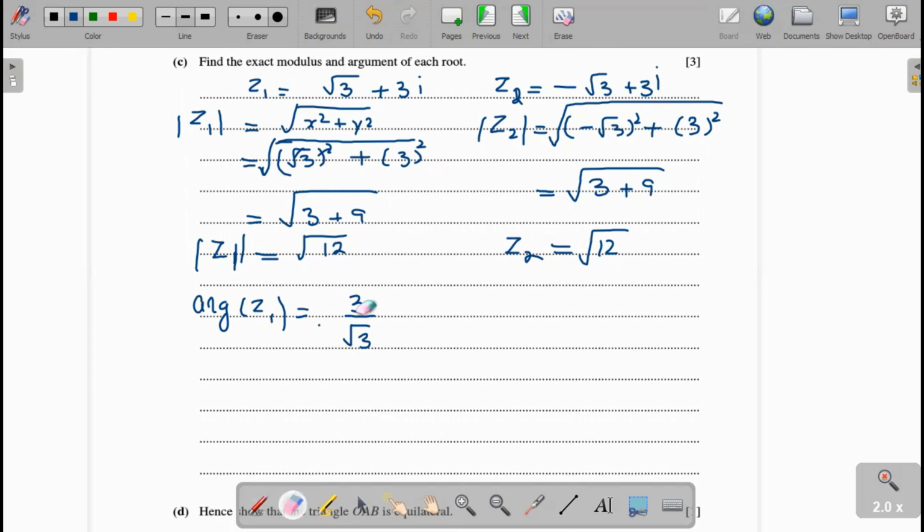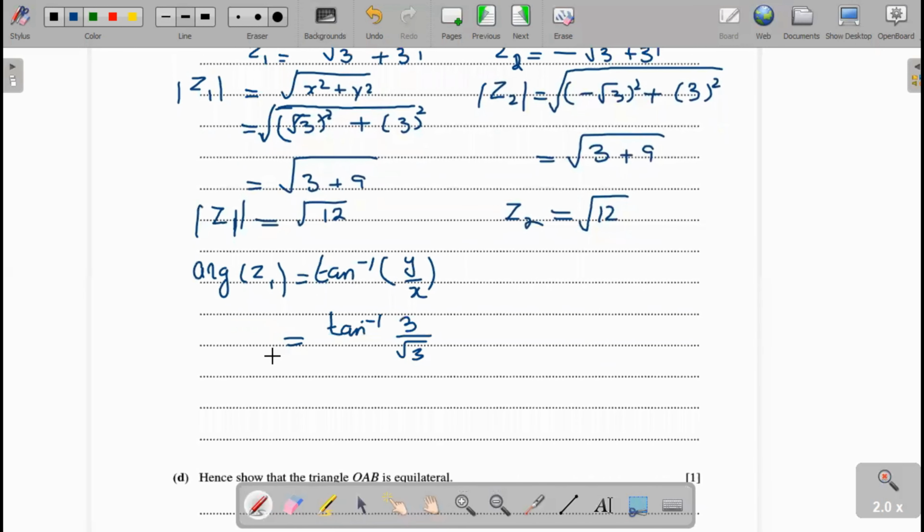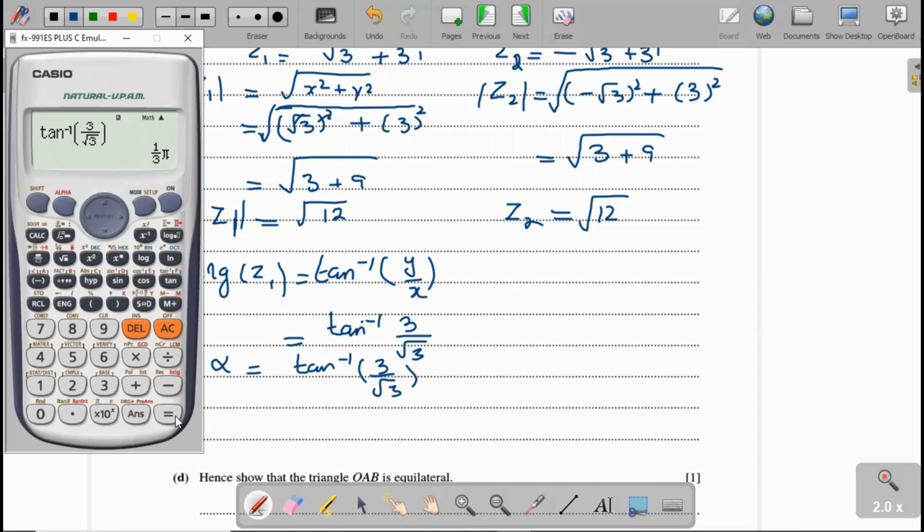Now, tan inverse y over x. The formula is tan inverse y over x. So we find the value tan inverse of 3 over square root 3, and that is the argument of Z1. Now we find the basic angle value. The basic angle of tan inverse of 3 over square root 3, the answer is pi over 3.